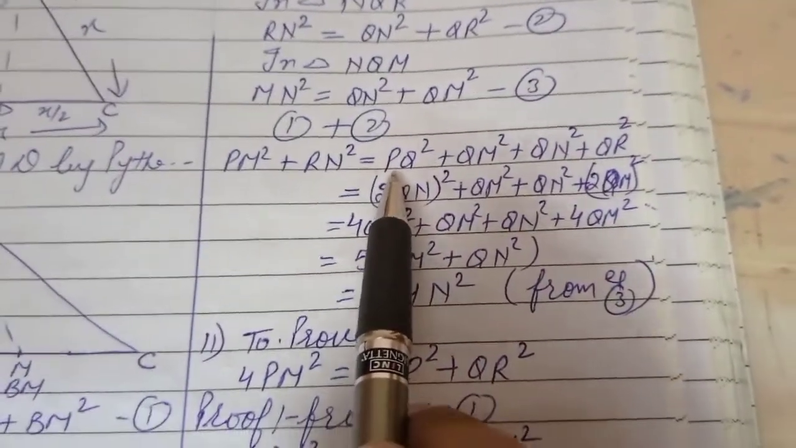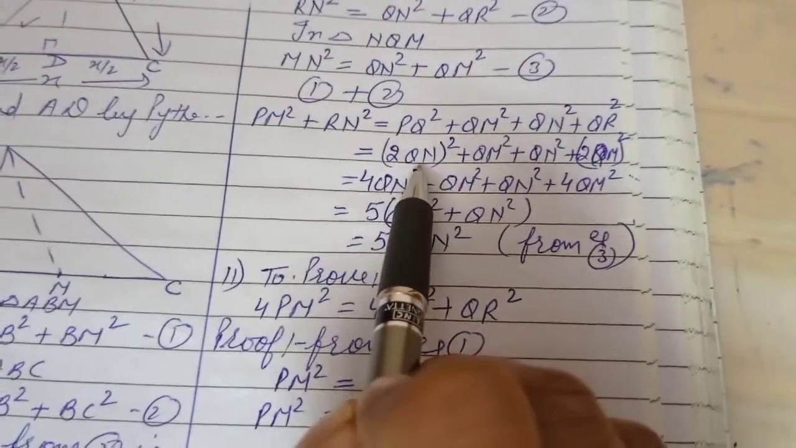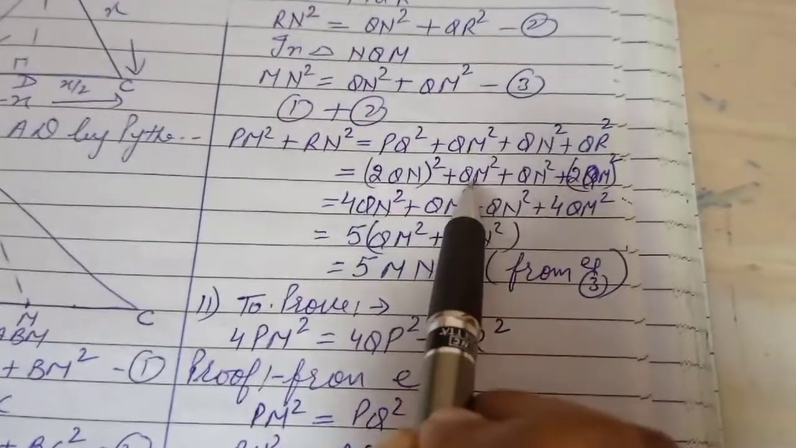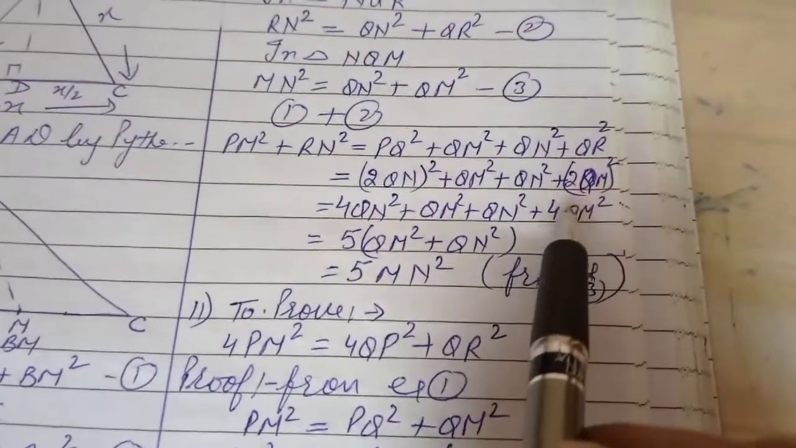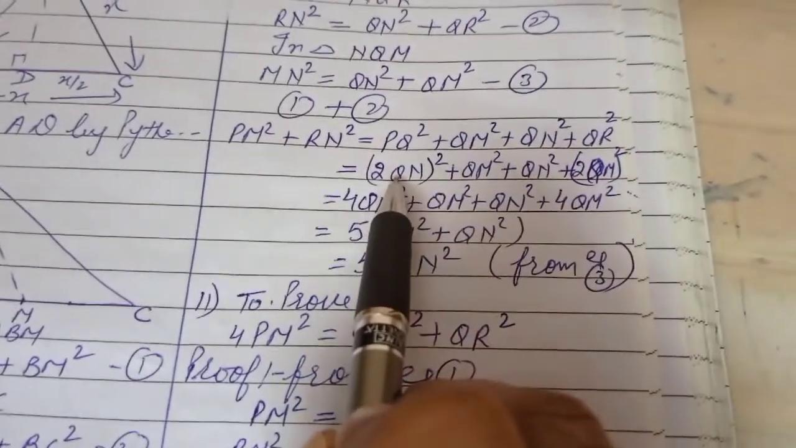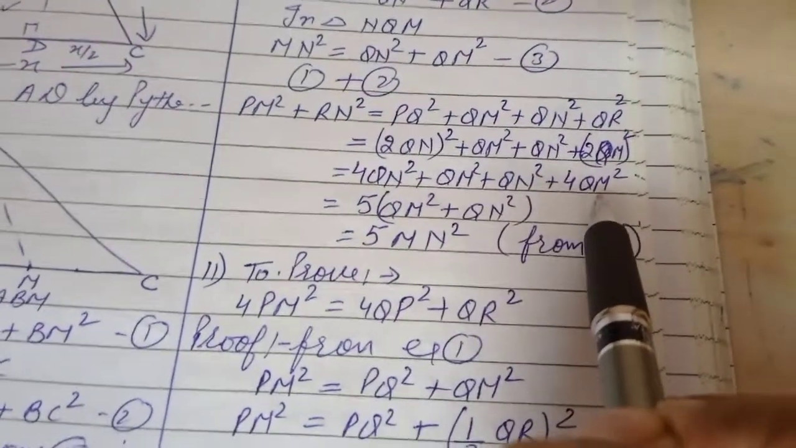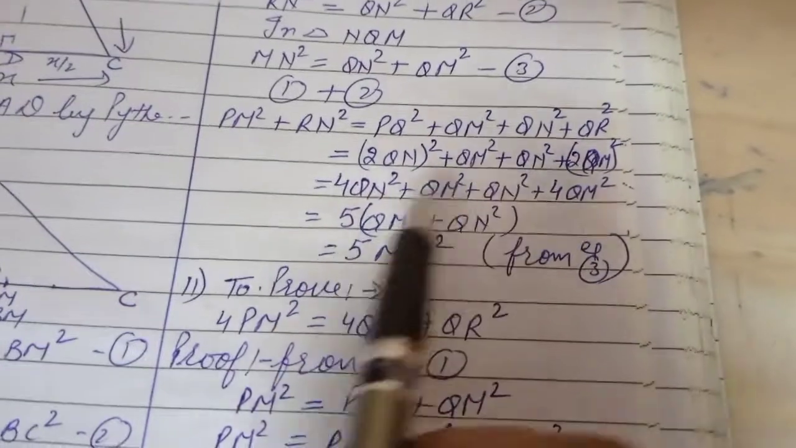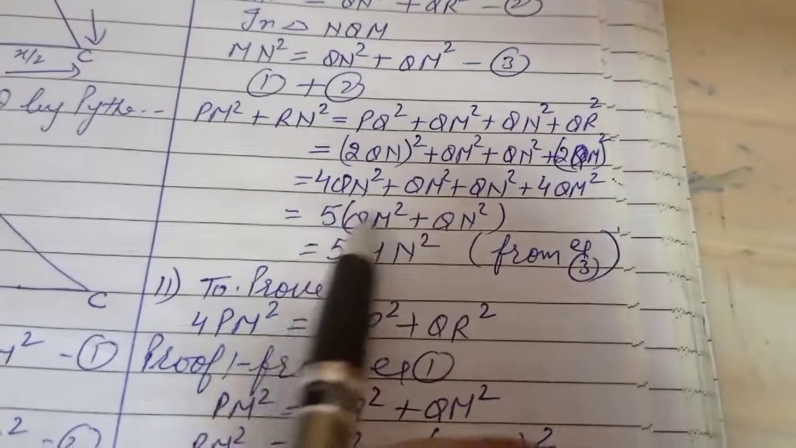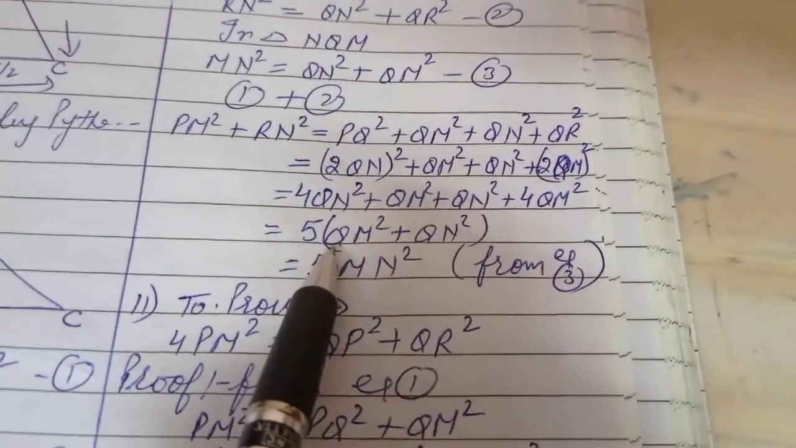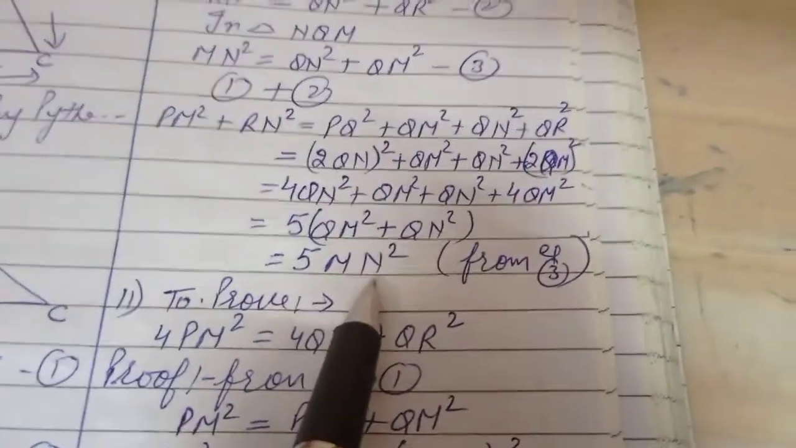Now PQ can be written as twice of QN, because N is the midpoint. QM square as it is, then QN square. Then again QR can be written as 2QM whole square. So when you open this square, it will be 4QN square. This term as it is, this term as it is, 4QM square. So children, 4QN square plus QN square will make it 5QN square. QM square plus 4QM square will make it 5QM square. 5 can be taken common, and from the figure or from the third equation, QM square plus QN square is equal to MN square.